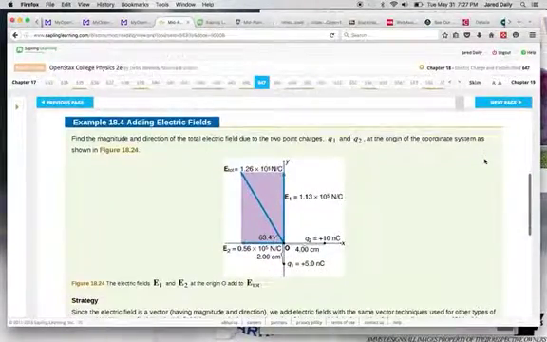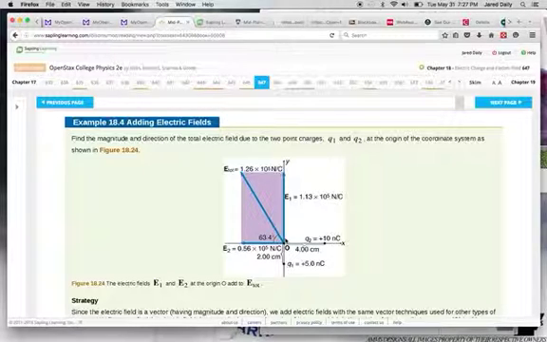Another interesting thing about electric fields is that they add together just like any vector, anything that has a direction and a magnitude. In this particular case, we have two electric fields, electric field 1 that's pointing straight up, and electric field 2 which is pointing off here to the left. And they want to know what is the overall electric field if these two electric fields are at the origin. Well, you just take these two and you add them geometrically.